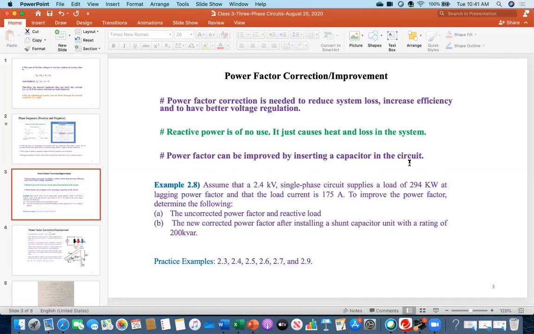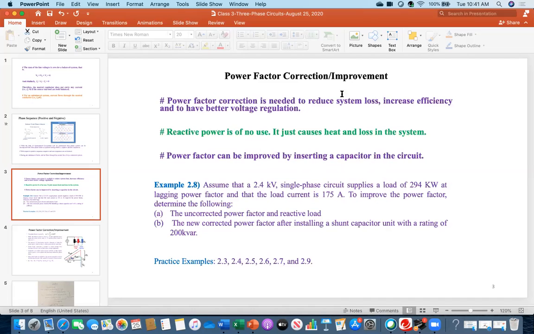Now, at the undergraduate level, you are fine with this answer. But if you go to graduate level, this answer is not enough. There are some other sophisticated or robust power electronics components like the static VAR compensator, SVC, or STATCOM, static synchronous compensator. Those devices are used to improve the power factor. But at your current level, just remember that a capacitor can improve the power factor.